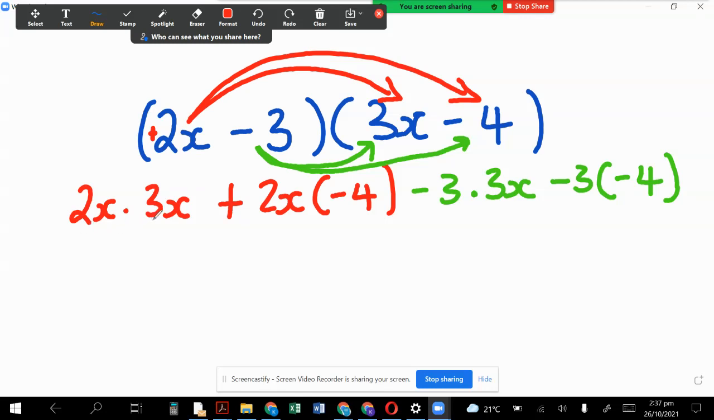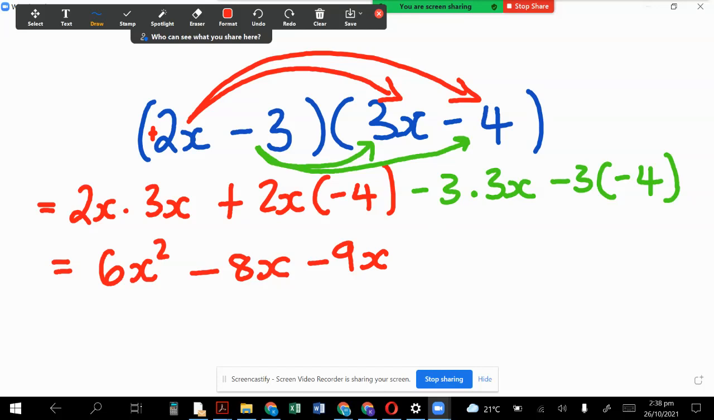Now remember, 2 and 3 multiplied becomes 6. X and x multiplied becomes x squared. 2 times 4 gives you 8. X can multiply by 1 and you'll get x. In other words, there's no other x, it stays x. And the plus and minus becomes minus. Negative 3 times 3 gives you negative 9. And there's only one x available over there. Negative 3 times negative 4 gives you positive 12.